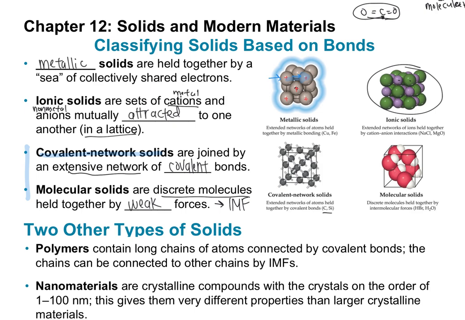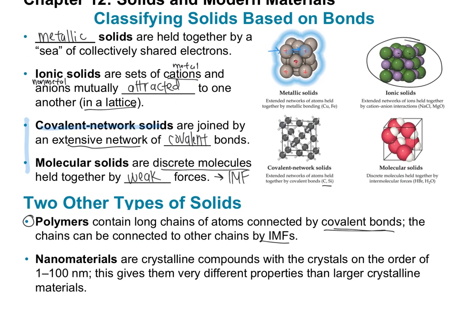All right, two other types of solids we'll touch on at the very end are polymers. Polymers are long chains of atoms connected by covalent bonds. They start out as individual units and then react to form these long chains, like plastics. They can be connected covalently like that, but they can also fold on each other and be held together by IMFs connecting the chains. And then lastly, nanomaterials. These are types of crystalline compounds where the crystals are really small, like 1 to 100 nanometers.